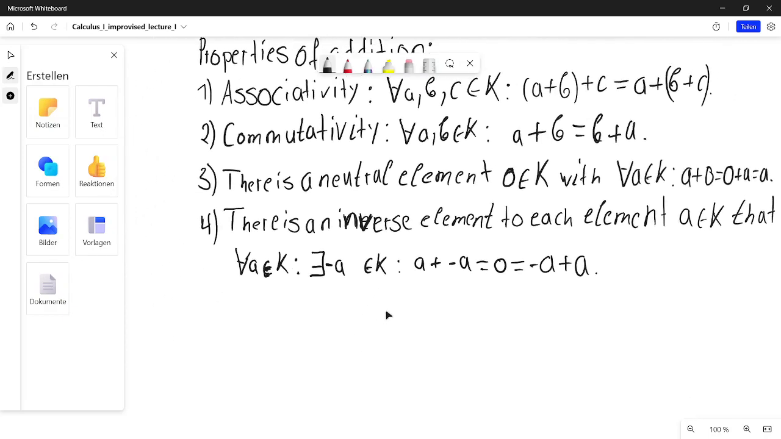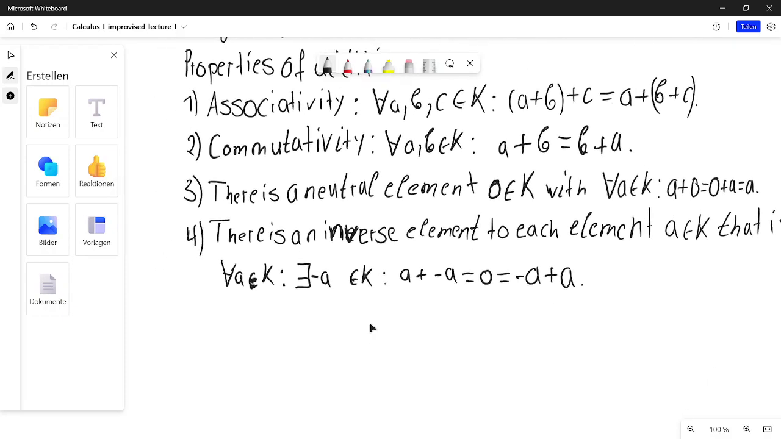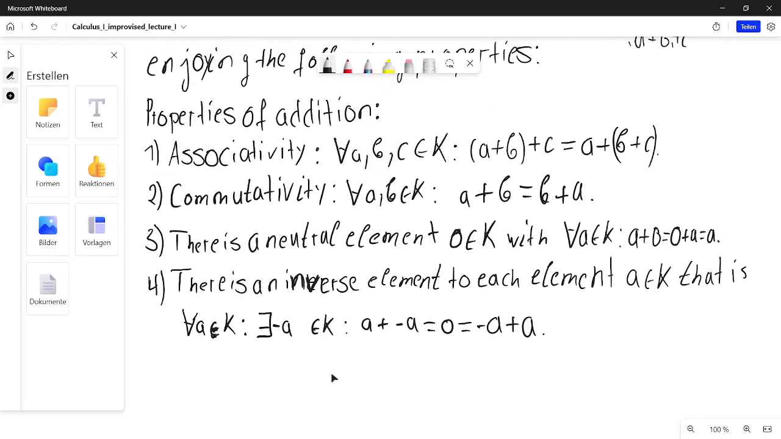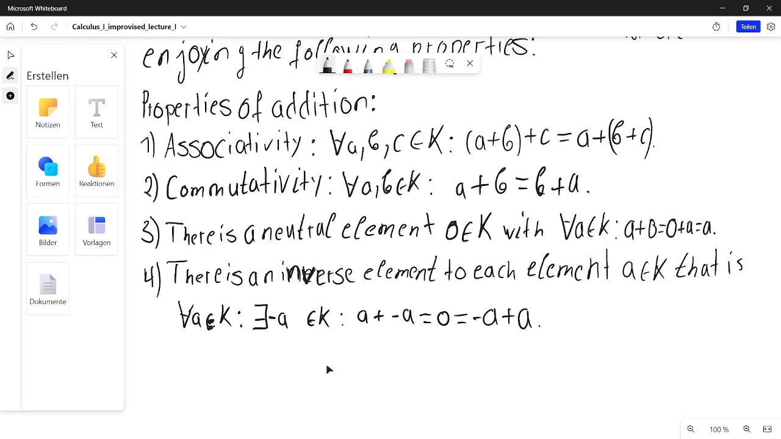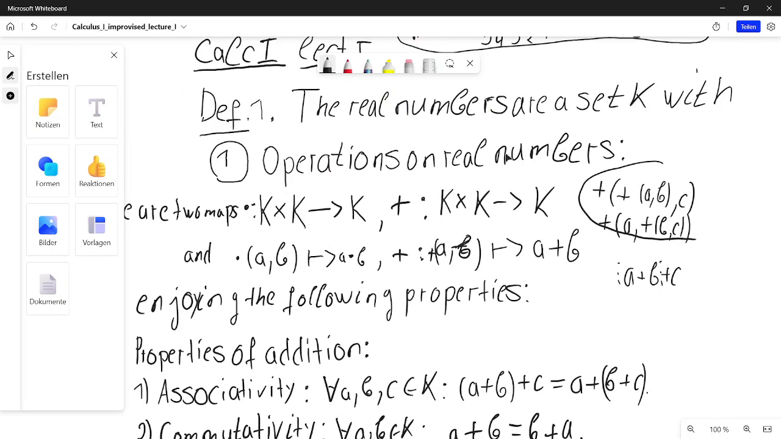Okay, now properties of multiplication. So first check in your mind that these are our familiar properties actually. We just define them now in a new, very abstract object.